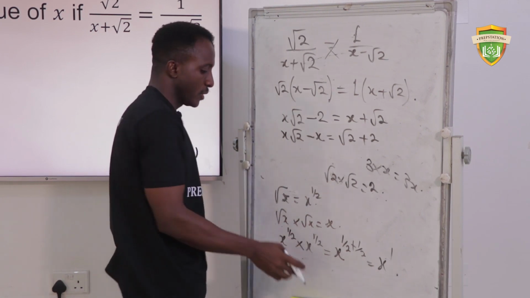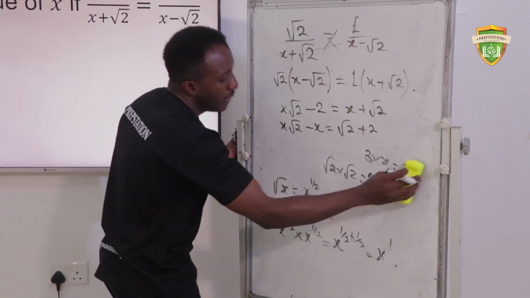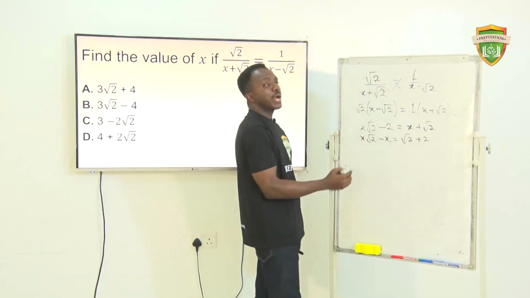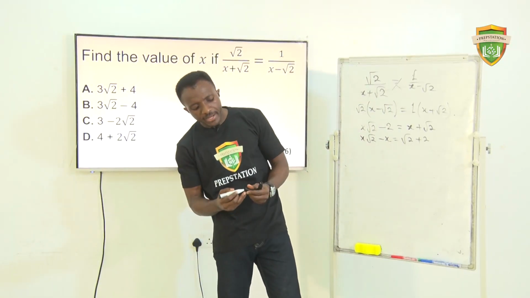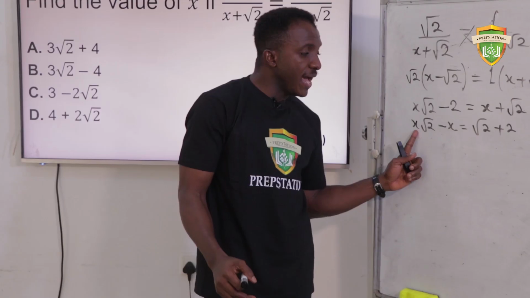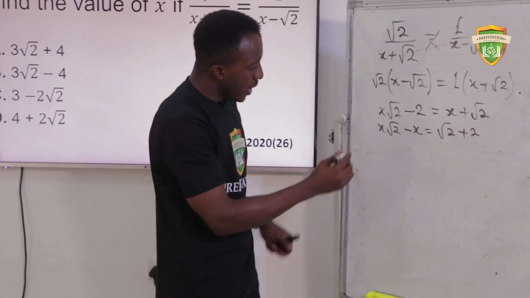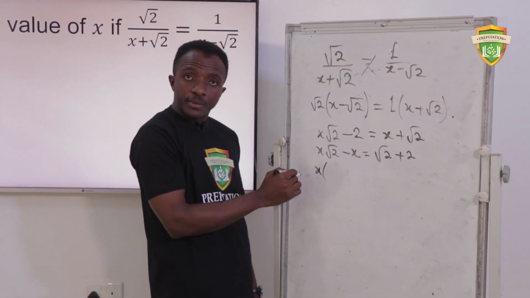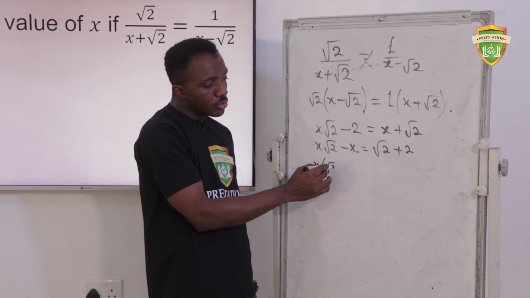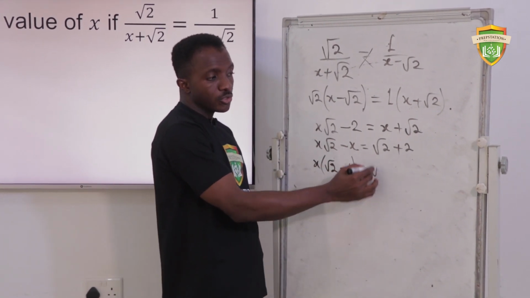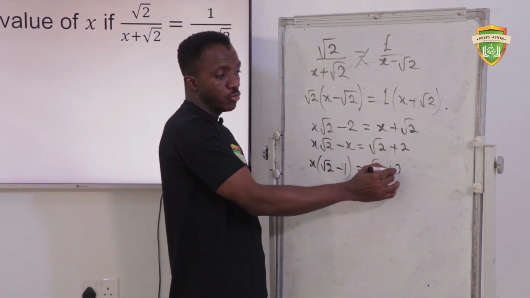You see this? Good. Now, very importantly, we can factorize. By factorize, I mean look for what is common. If you check these two, we have x here and we have x here. So x is common to both. So with x here, we can open a bracket and we have square root of 2 minus 1. You see this? Equals square root of 2 plus 2.